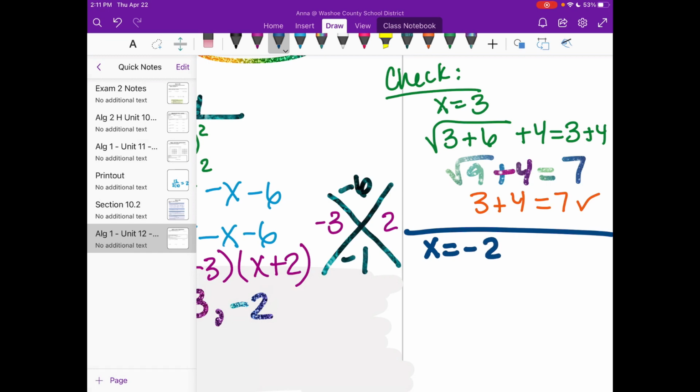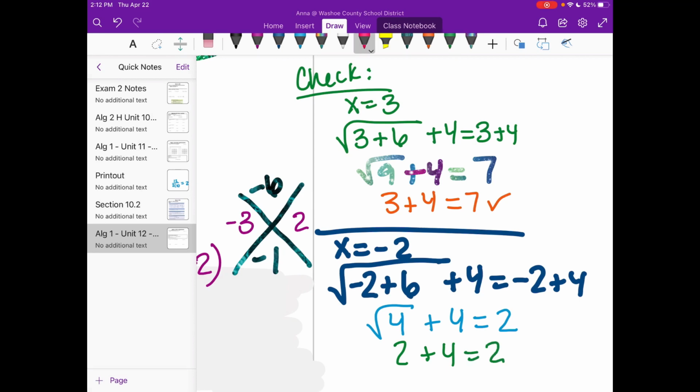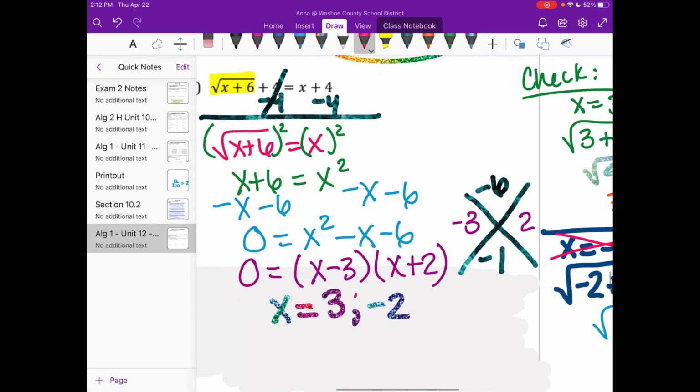So I'm definitely keeping x equals 3. Then let's check x equals negative 2. Okay, this one I'm not sure about. We'll see though. So plug it in, negative 2 plus 6 in the radical plus 4 equals negative 2 plus 4. Okay, so negative 2 plus 6 is 4, so I have square root 4 plus 4 equals negative 2 plus 4 is positive 2. Well, I know that the square root of 4 is 2. Plus 4 equals 2. That is definitely not happening, right? So we are not going to use x equals negative 2. We are only going to use x equals 3.